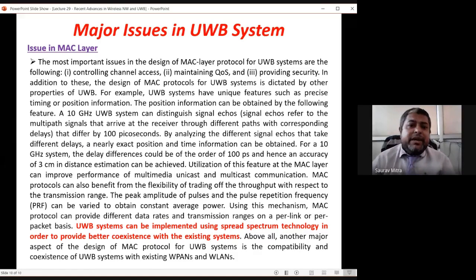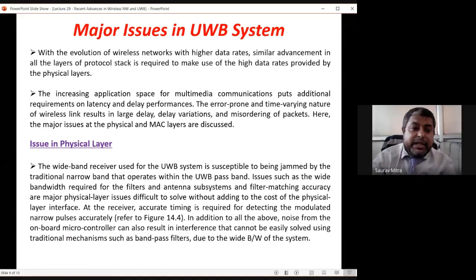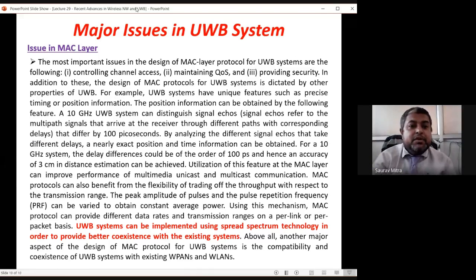Major issues in ultra wideband system in the MAC layer. The previous thing was the physical layer, now it is the MAC layer. The most important issues in the design of a MAC layer protocol for an ultra wideband system are, number one, controlling the channel access. Which channels are to be given access for ultra wideband frequency communication is an issue in the MAC layer. So these are the major issues if we want to use ultra wideband in the MAC layer.